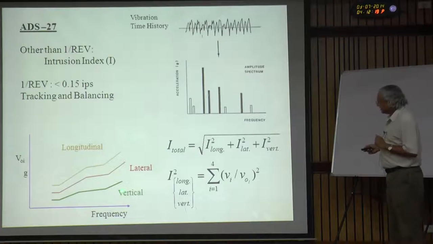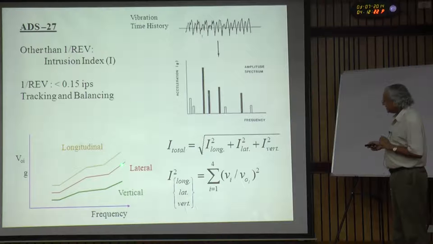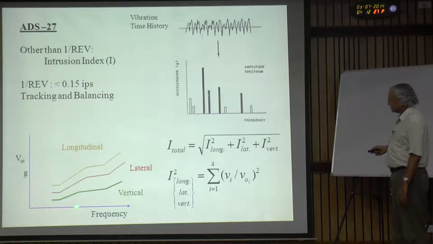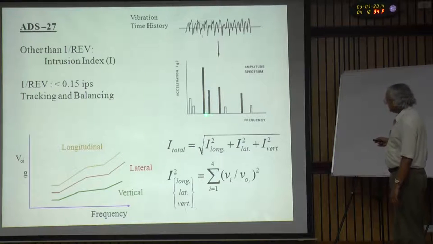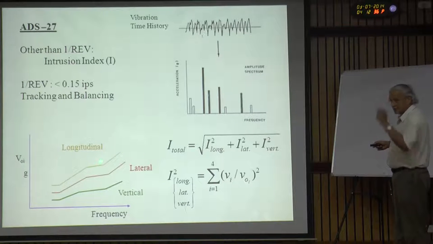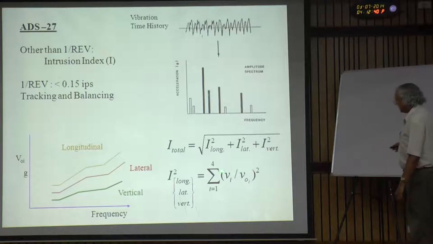Then they have given limits for vertical, lateral, longitudinal. Longitudinal is fore and aft. They have put frequency, and this is some G level, this is the limit. You take each frequency, this is the outer limit, this value divided by this. You make it non-dimensional.